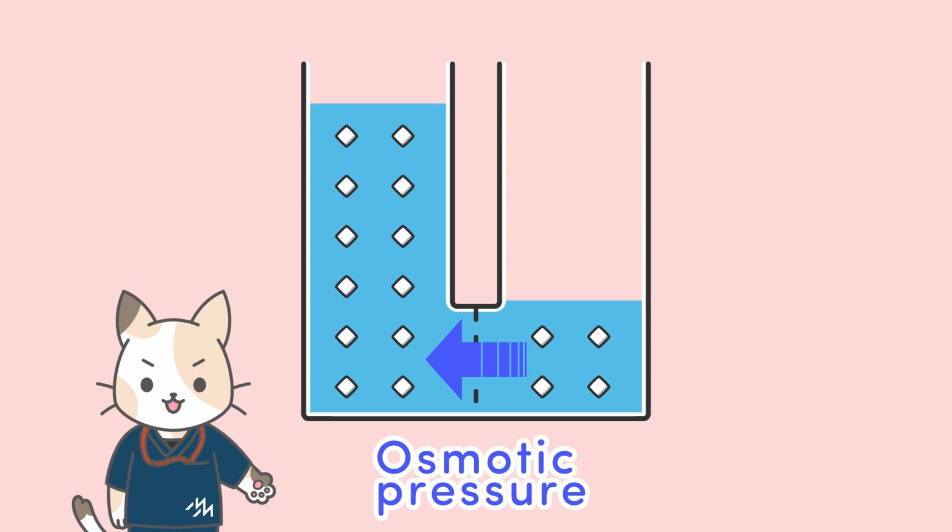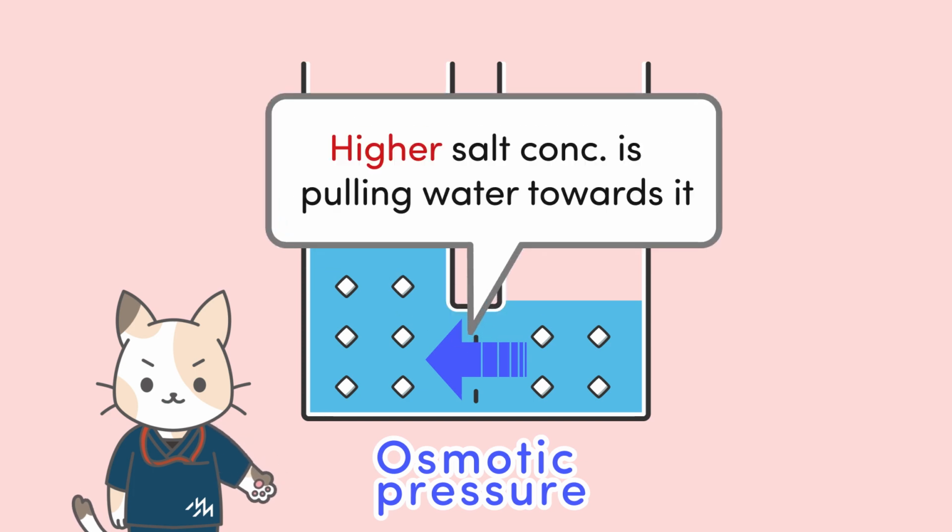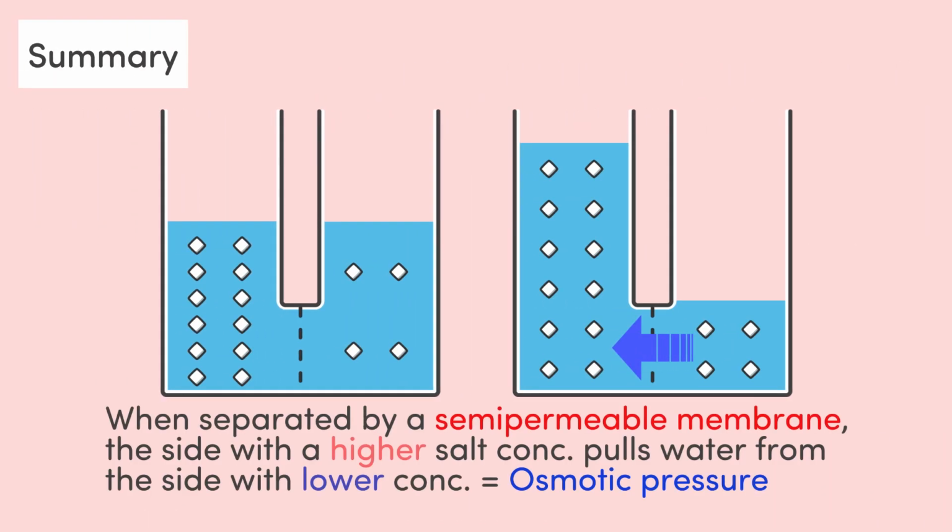Don't think about it too hard. Just remember that the side with the higher salt concentration pulls water towards it. While the formal definition is a bit different, this is an easy way to remember it. To summarize, when salt water of different concentrations is separated by a semipermeable membrane, the side with the higher salt concentration pulls water from the lower concentration side. This force is known as osmotic pressure.